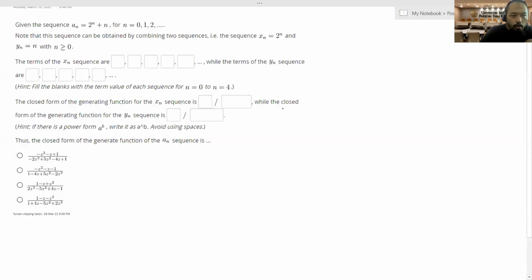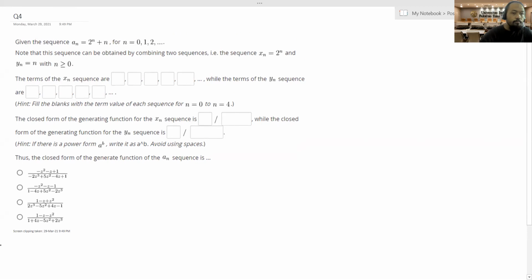Now, this is question number 4. You are given a sequence a_n, which is equal to 2 to the power of n plus n. The question mentioned that the sequence can be obtained by combining two sequences, namely x_n equal to 2 to the power of n and y_n equal to n for all n greater than or equal to 0.